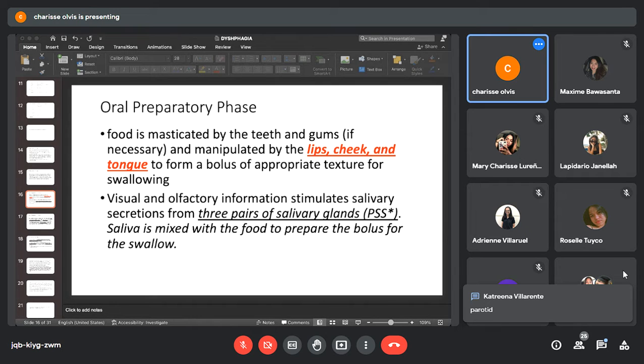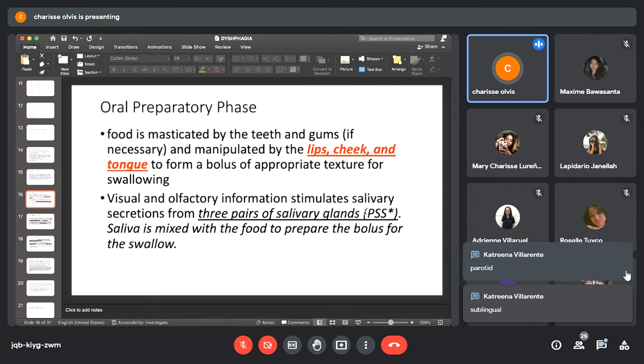Parotid. We have, that's letter P. What are the two S? Sublingual and your submandibular. Very good. Good job.